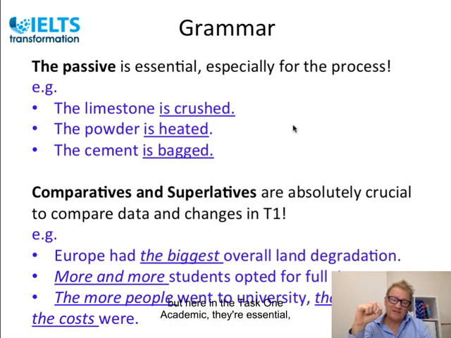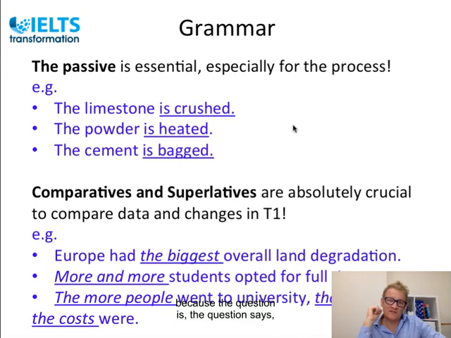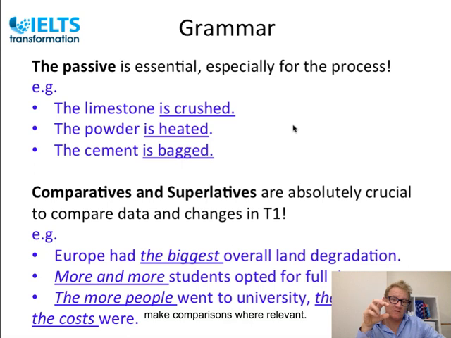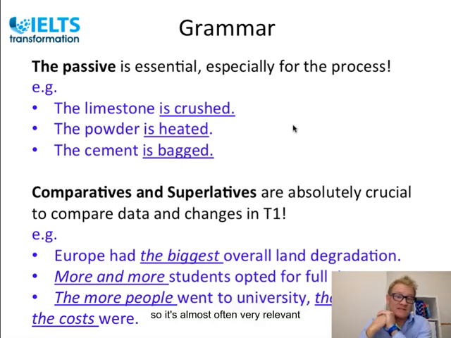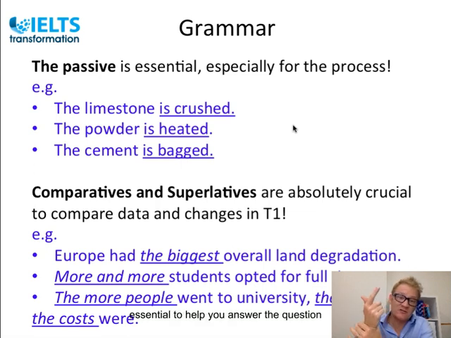But here, in the Task 1 academic, they're essential because the question says make comparisons where relevant. Usually we're comparing lines on a graph, so it's most often very relevant to use comparatives and superlatives. So good for your grammar throughout, in speaking and all the writing, and essential to help you answer the question in the Task 1 report.